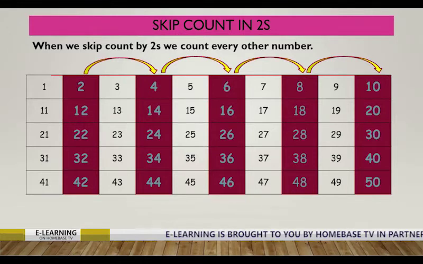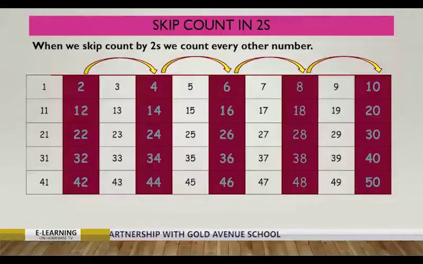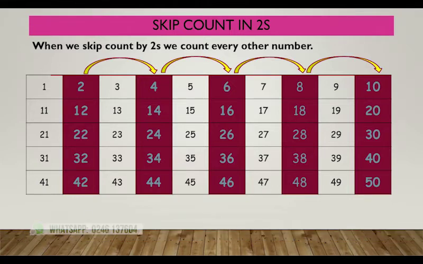So on our screens, we have numbers ranging from 1 to 50. So we are going to skip count in 2s. That is, we are going to count every other number. We then start from 2. So from 2, we skip 3 and move to 4. From 4, we skip 5 and move to 6. From 6, we skip 7 and move to 8. From 8, we skip 9 and move to 10.